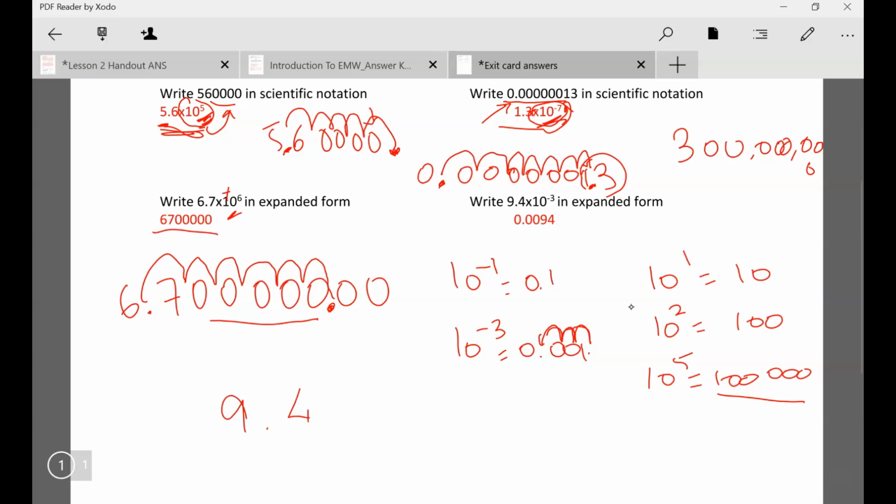9.4 times 10 to the power of negative 3. So we're going to add a bunch of zeros before because we're going to make this a small number, because the exponent of the 10 is negative. So we're going to move this decimal place 1, 2, 3 back, and that's 0.0094. So that's the answer shown there.